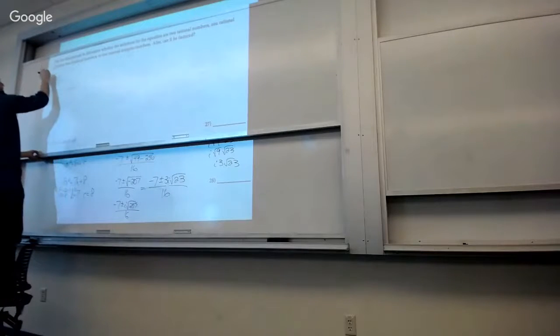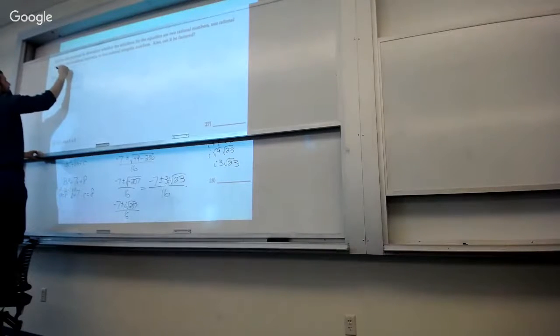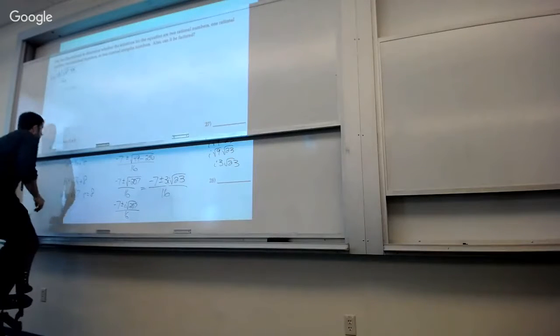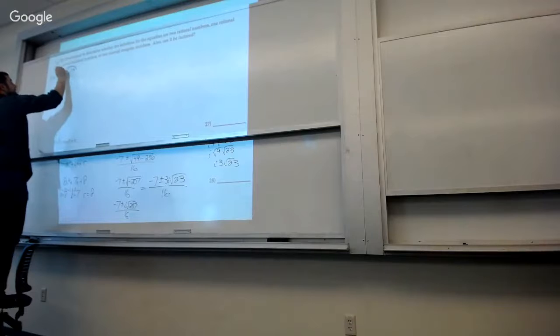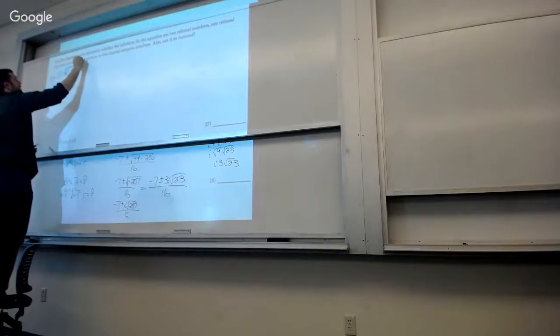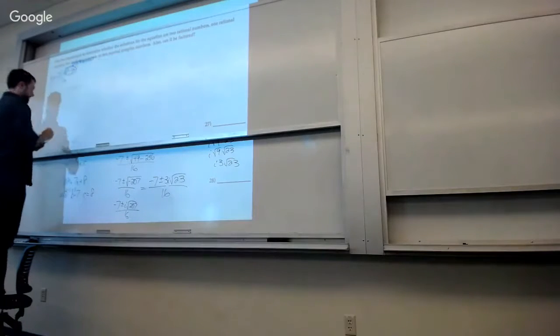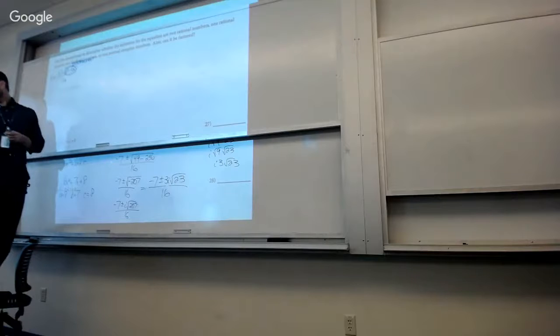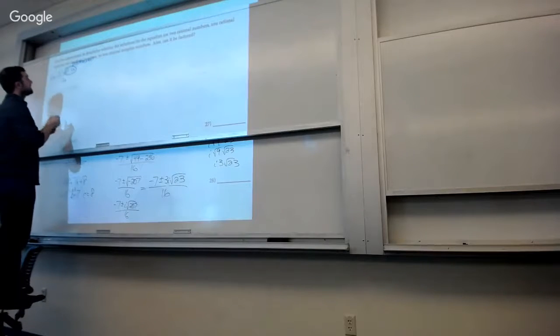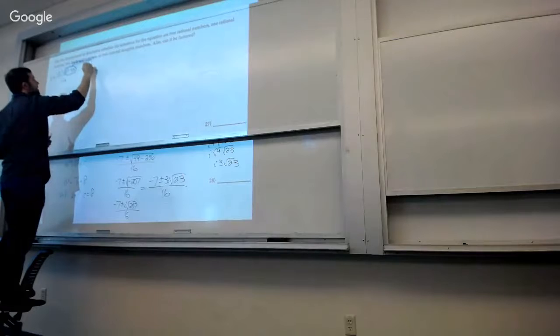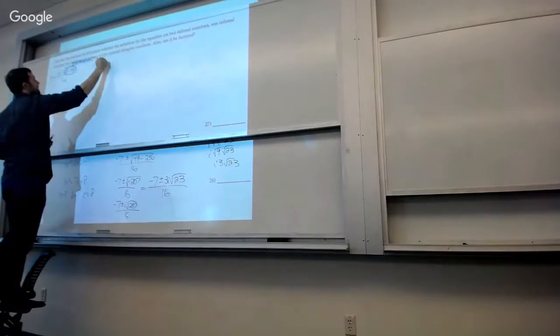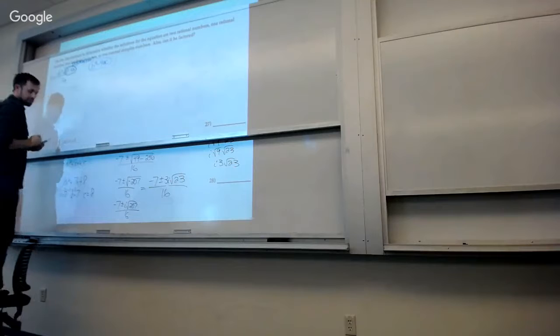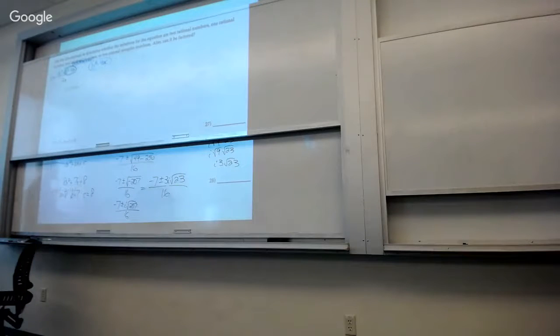When you look at the formula, negative b plus or minus the square root of b squared minus 4ac all over 2a, I want you to circle the b squared minus 4ac part and call that the discriminant. It's not the square root of b squared minus 4ac that is the discriminant. It's just b squared minus 4ac. That's the discriminant.